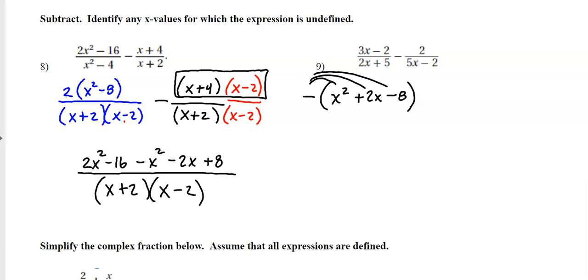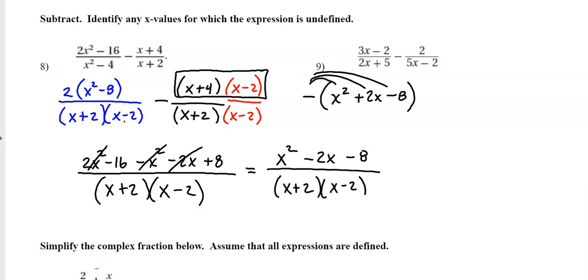And now we have to clean up that top and see if anything can happen here. Well, 2x squared minus x squared, that's just x squared. I have a negative 2x. So far I've taken care of him. I got a negative 16 and a positive 8. That's a negative 8. All over x plus 2, x minus 2.